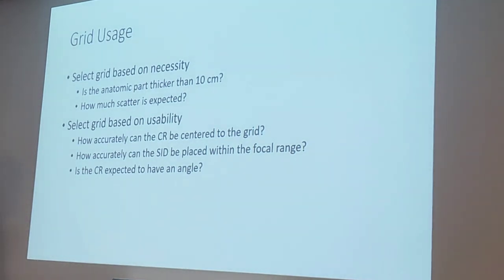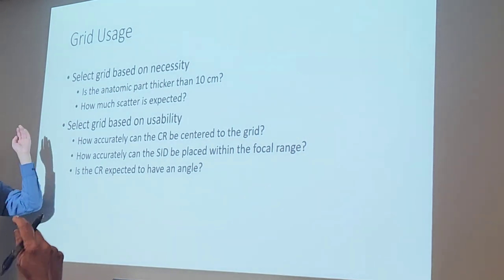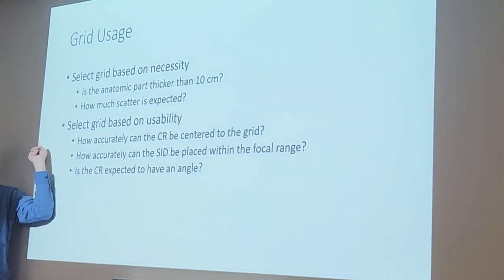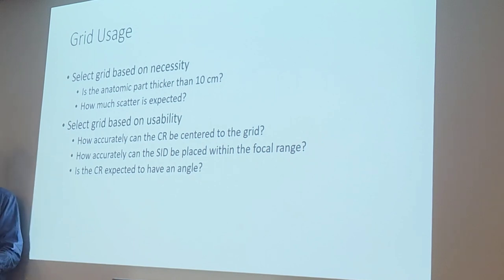Angelica, do you have another question? No. Okay. Sir? When you're saying hip or pelvis x-ray, you're not really talking about just the bone, you're talking about soft tissue as well. All of that makes up the thickness. So it's going to be thicker than 10 centimeters, thicker than 4 inches, so you want to use a grid.